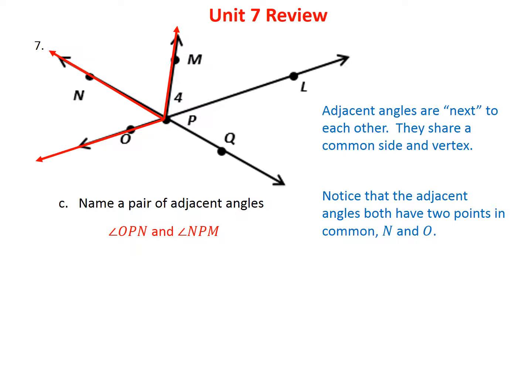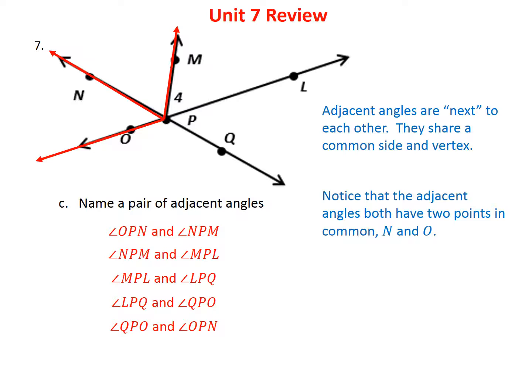Notice these have N, each of them has an N and an O. But I can just go around now and I could name NPM and NPL. And notice I'm just going around clockwise, naming angles that are next to each other all the way around the angle circle. Okay?